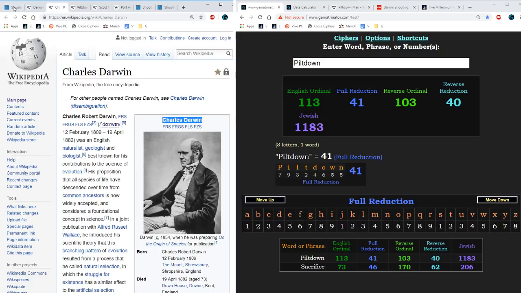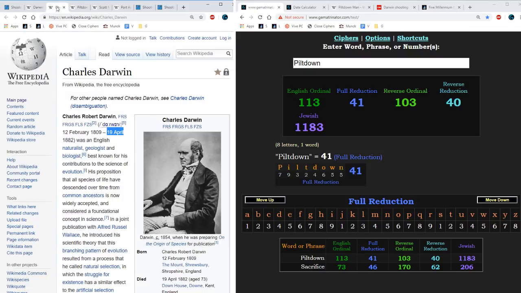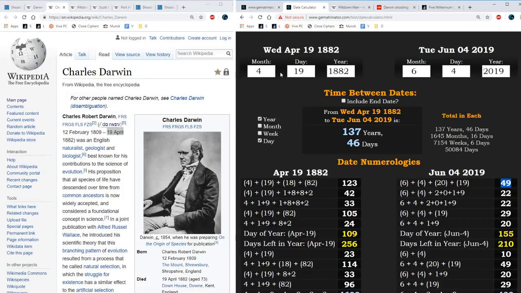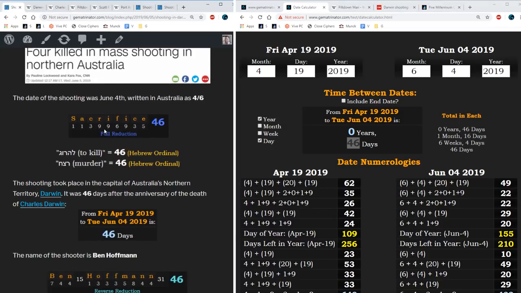So, of course, Charles Darwin is one of these people that's going to be attributed. Well, if you look at the date that Charles Darwin died and how it relates to these people dying in Darwin, notice how he died on the date April 19th of 1882. Well, if you measure from April 18th to June 4th, or 6/4, or 4/6 in Australia, you get 46 days, tying into the sacrifice code.